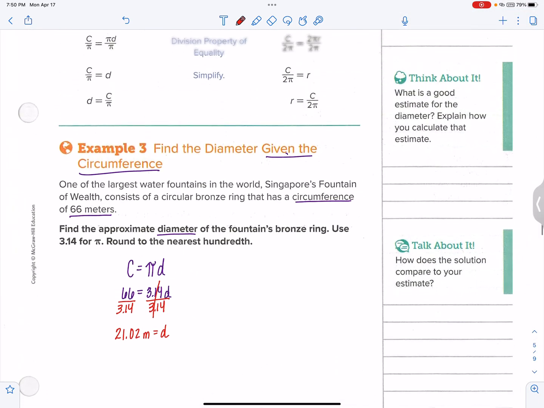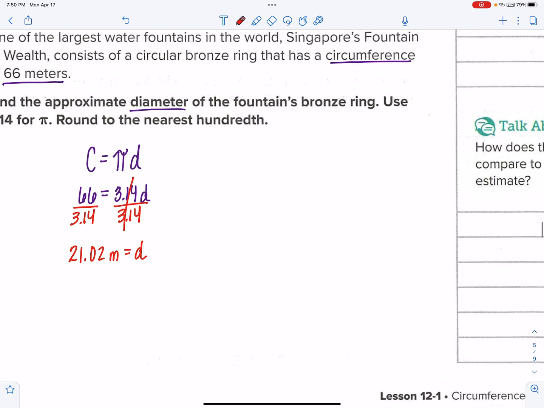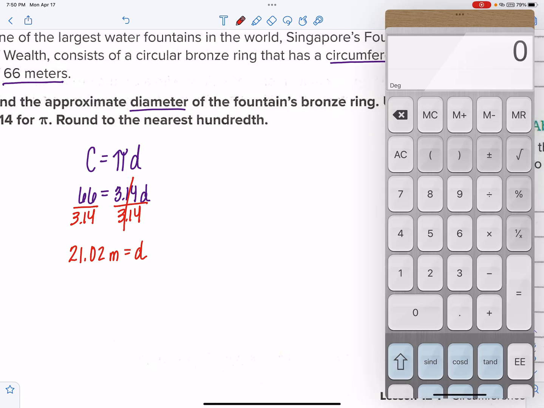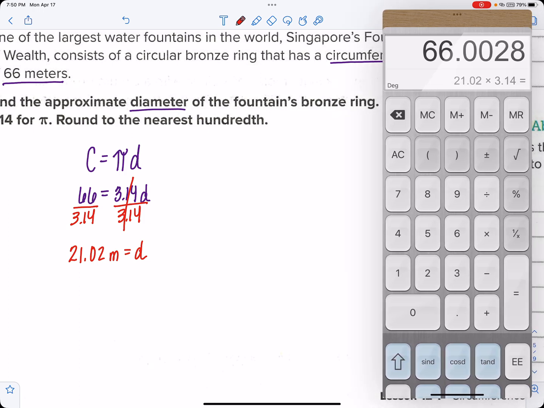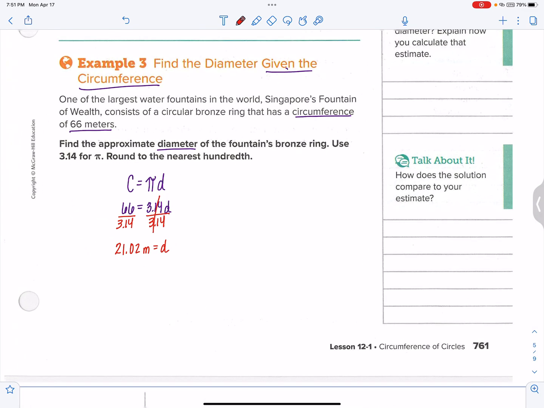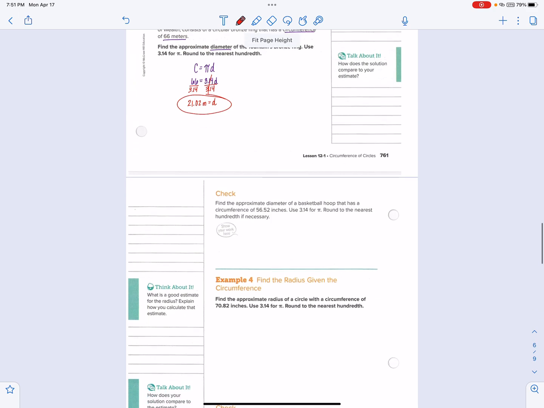Okay, and so there we go. We're all set. If you wanted to check, which I know some of us are lazy, so we probably wouldn't do that, but 21.02 times 3.14 should get us pretty close to our 66, which it does. Okay, and remember, we rounded, so it makes sense that we have that 0.0028. Okay. All right, so there you go. There's your diameter, and that's just how you would work back and isolate the variable.